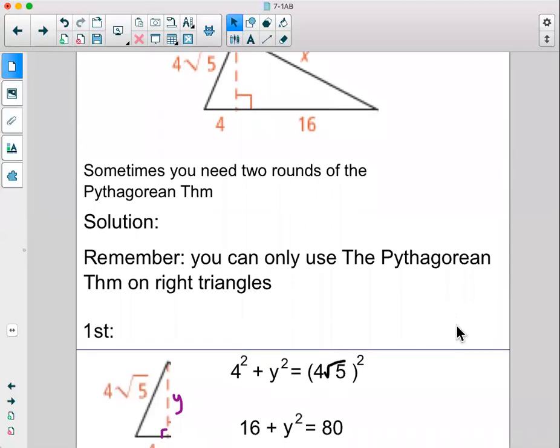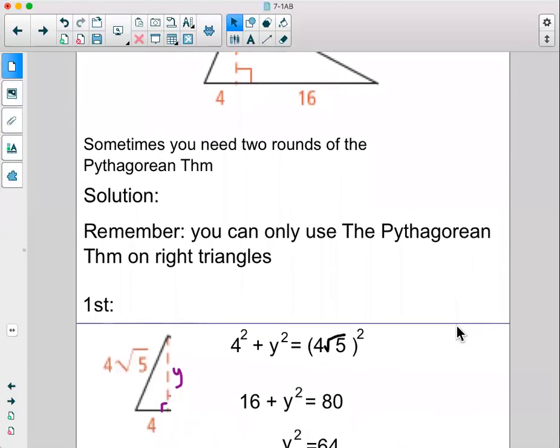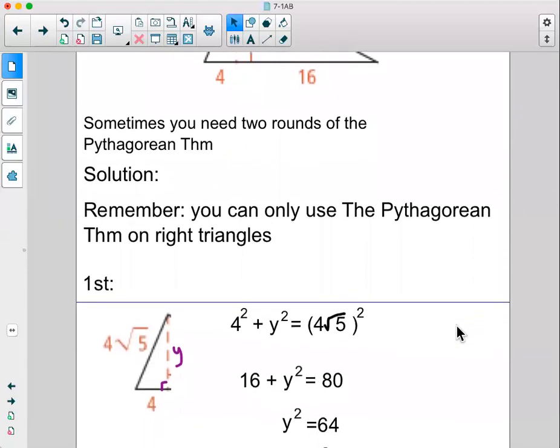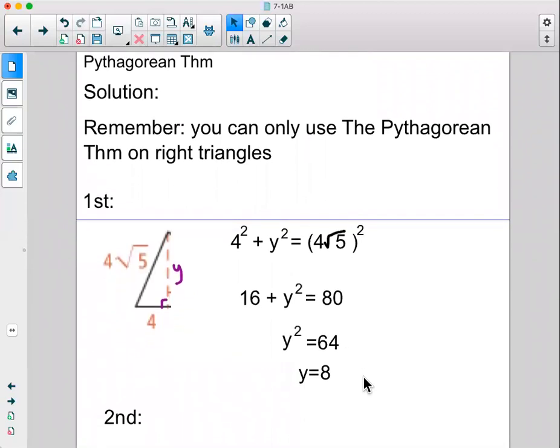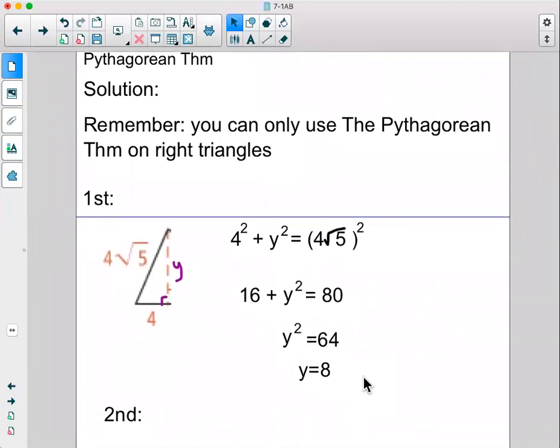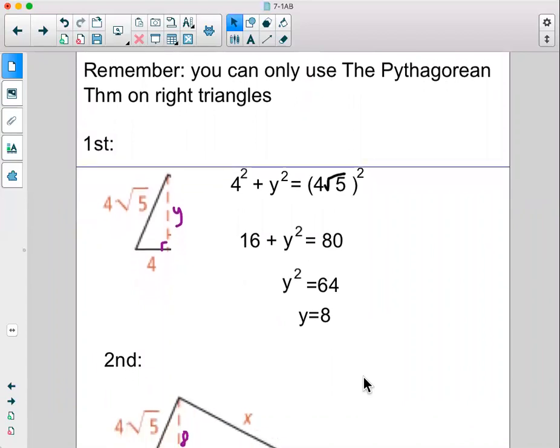So first we're going to look at that triangle on the left, and we're going to call that altitude y, and we're going to use Pythagorean theorem, leg squared plus leg squared equals hypotenuse squared. Make sure to put parentheses around this guy if you're using your calculator to square it. Make sure that you get 80. And then we're going to subtract 16 from both sides and square root. We get plus or minus 8, but we take the positive 8 because it's a length.